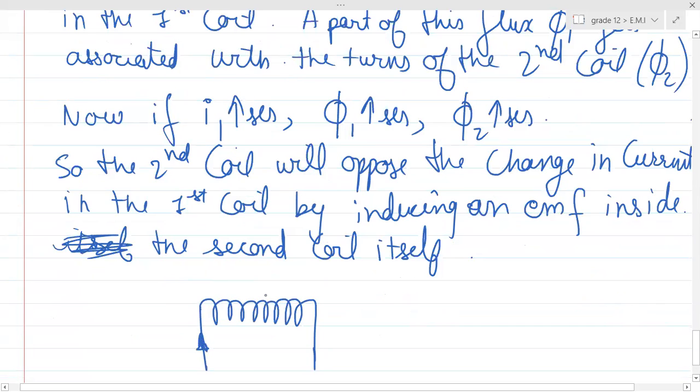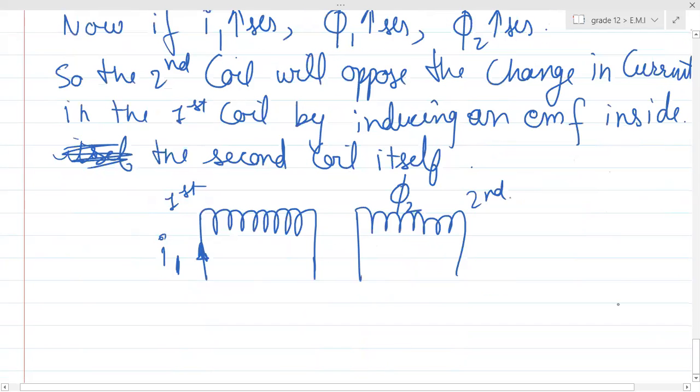So suppose there is this first coil and suppose there is this second coil. Whatever current is there, I1, due to which phi 2 is getting affected, then we can say this phi 2 is directly proportional to the current. Do you remember in self induction, the flux in the same coil was proportional to the current flowing in itself. In the case of mutual induction, the flux in the second coil is proportional to the current flowing in the first.